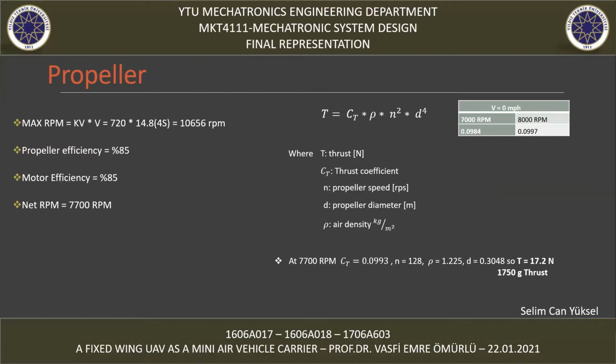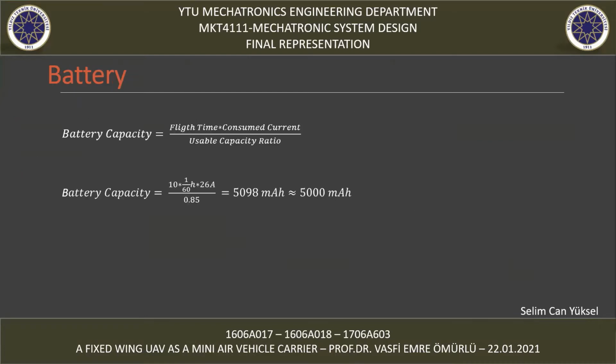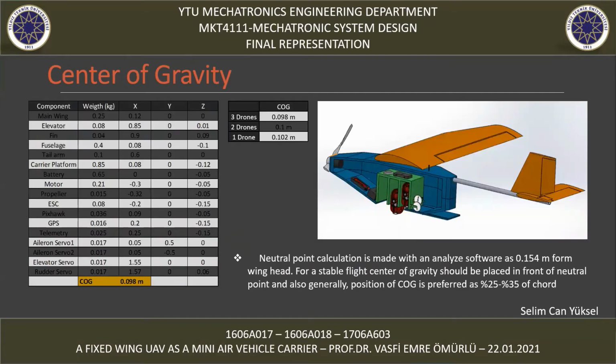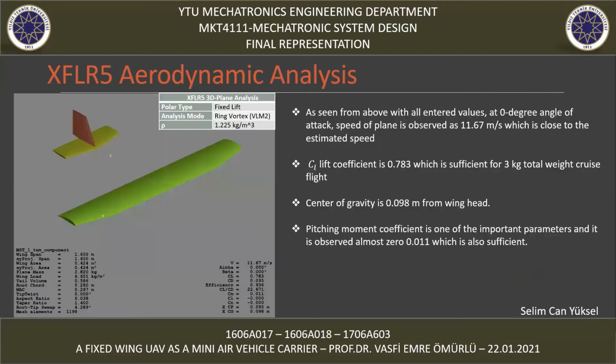According to that value, 1,750 gram thrust can be drawn. As a result, thrust values found from either the motor manufacturer or propeller manufacturer data are in the required thrust interval. Required battery capacity is calculated with respect to a 10-minute flight time. For a stable flight, the center of gravity should be placed at 30% of the chord, and a nose-heavy plane is proper for stability. Also, the drone's departure scenarios are investigated.